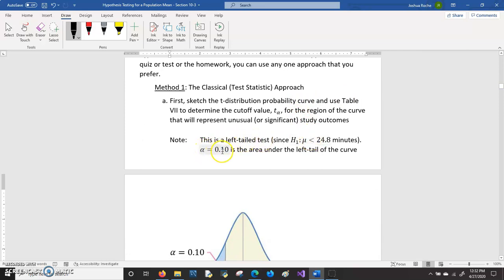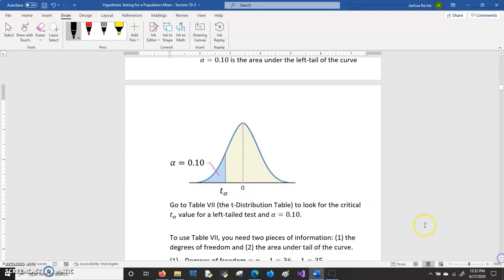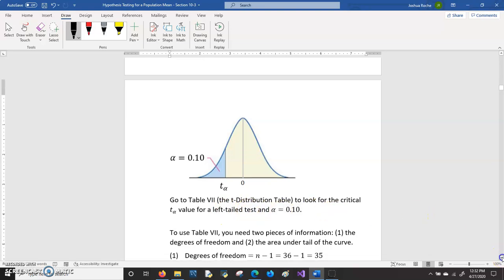Also note that alpha is 0.10, and this is the area under the left tail of the curve. Here's a sketch of the t-distribution. The mean is 0. T right here is the cutoff value for the left tail, and the area of that left tail is 0.10. So we'll go to table 7, the t-distribution table, and look for the critical value for t for a left tail test and for when alpha is 0.10.